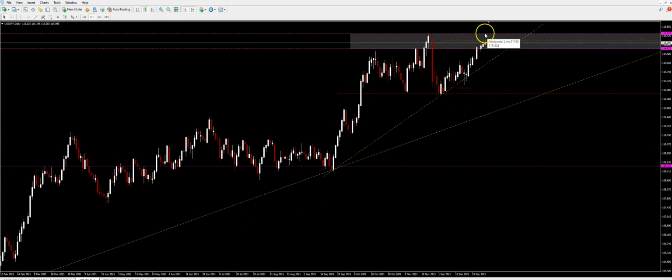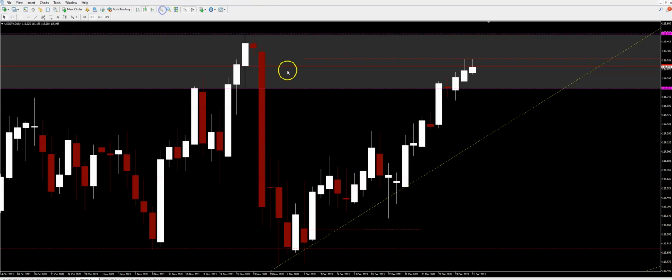So I just have to be patient enough to wait for the setup to verify itself, and once it does, then I'll know what I can do as far as taking a sell trade on this. But right now it's just not showing me anything. And with the market not being open today because it's January the 1st, 2023, I'm just doing my analysis so I know what to look for.